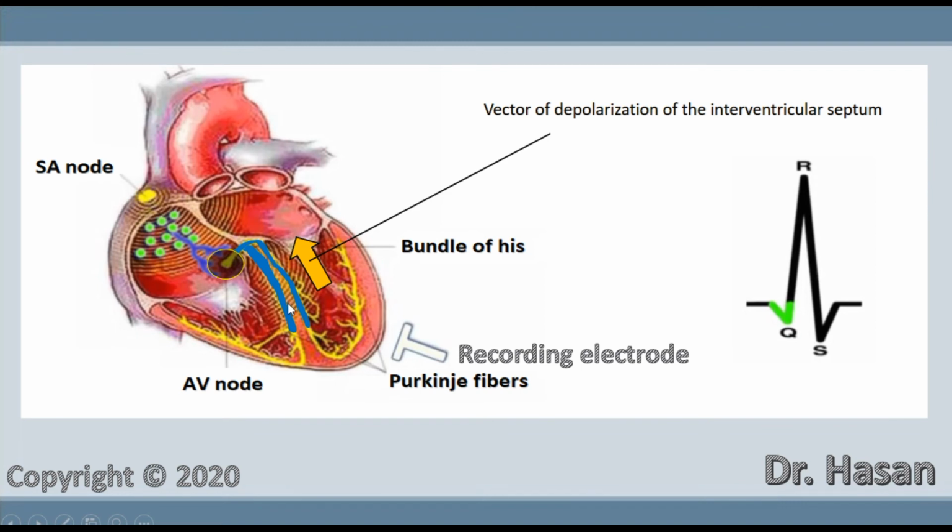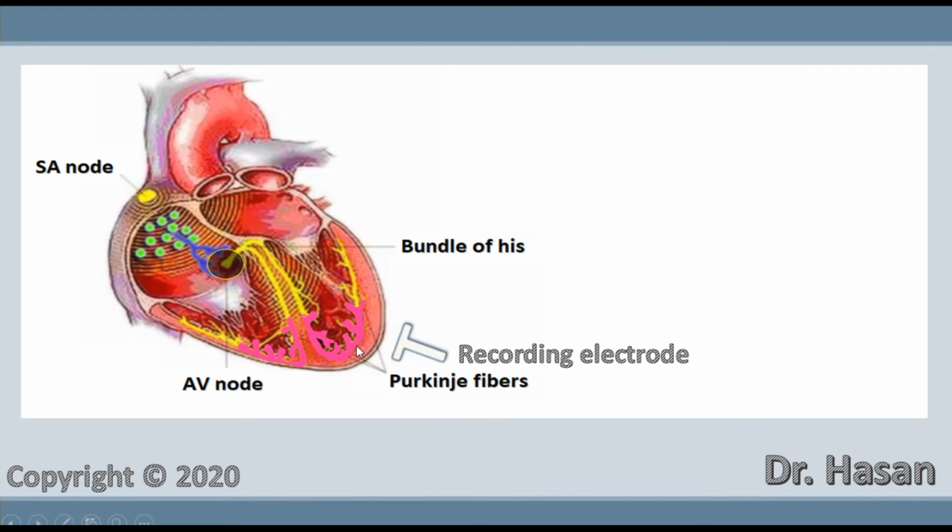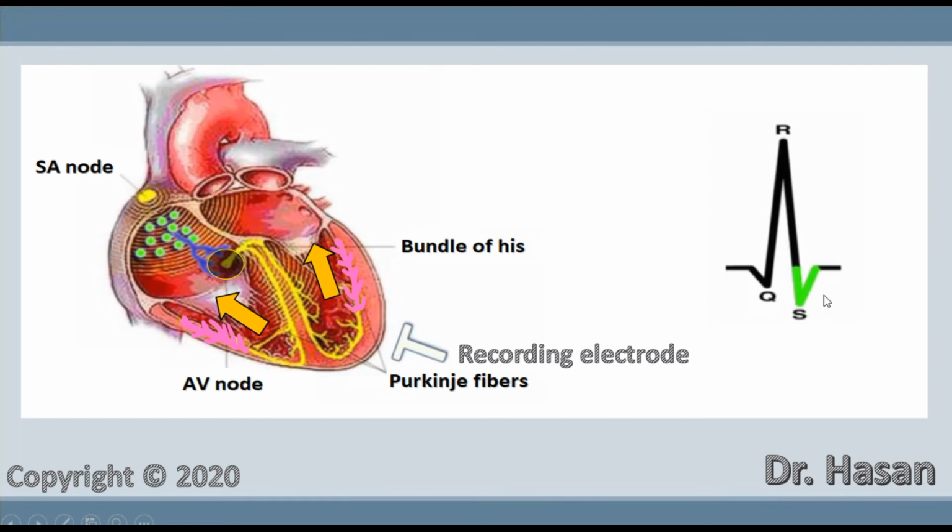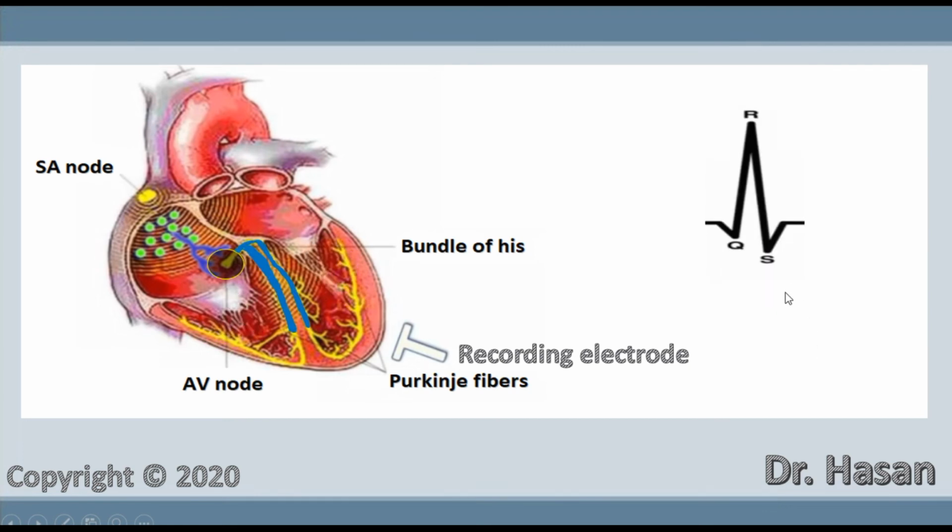After that, the apex of the heart is excited and its vector is directed toward the recording electrode. At this point, the ECG records a positive R wave. After that, the base of the heart is excited. The vector is directed away from the recording electrode. On the ECG, a negative S wave is recorded. Thus, we can figure out that the Q, R, and S waves are a graphical display of the excitation of various parts of the ventricles of the heart.